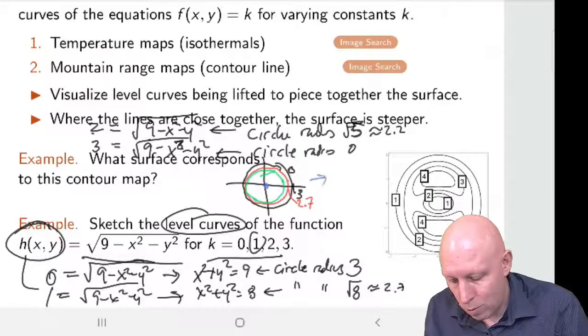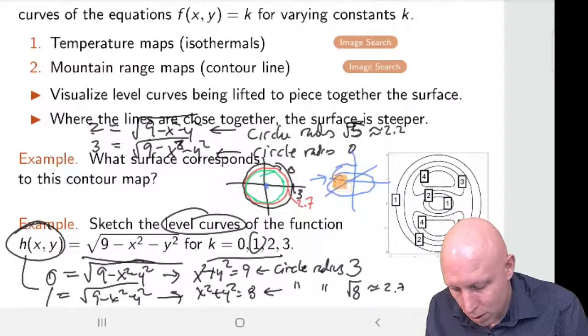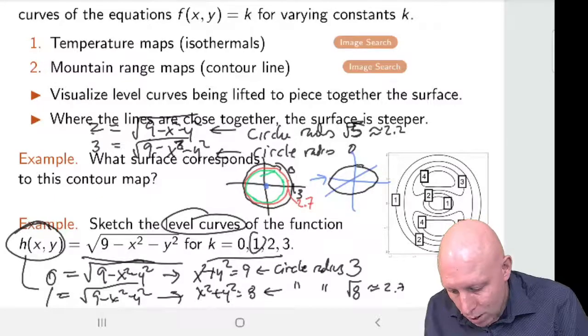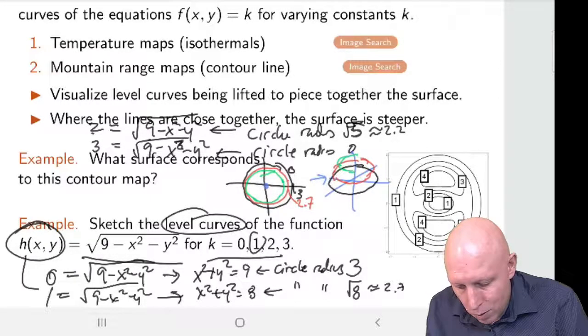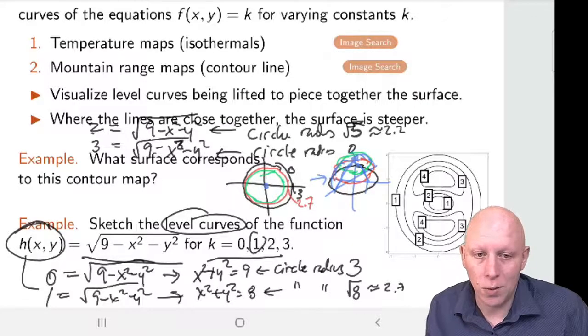And so if we were working to reconstruct this, we would say, oh, so we have a circle here. We have a circle that's a little bit smaller. Let me use the same color scheme as I had over there. So we have a circle of radius 3, a circle of radius 2.8, 2.7, a circle of radius 2.2, and then just a point at height 3. And that's going to give us our shape that is a sphere.